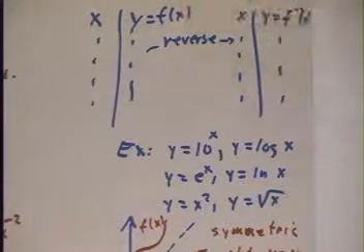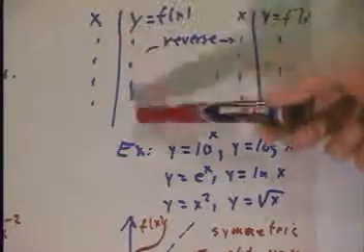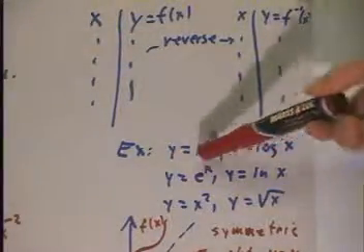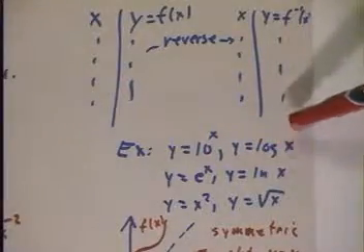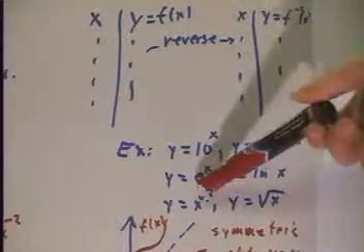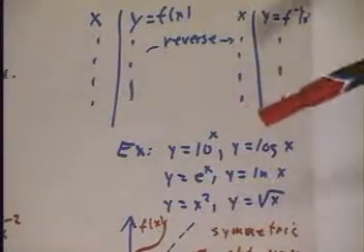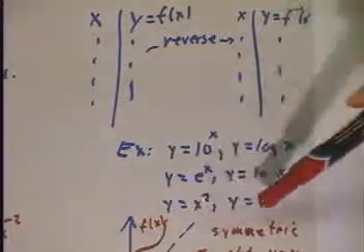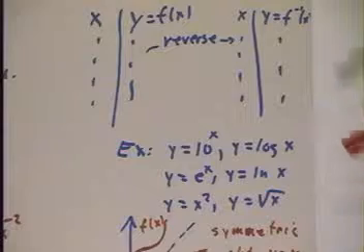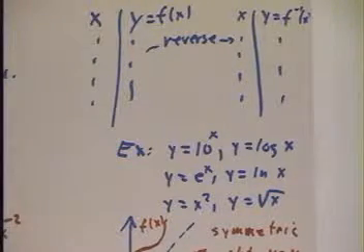For example, if our table over here was y equals 10 to the x, then the inverse function would be y equals log of x. So if this is a table for 10 to the x, this would be a partial table for log of x. If y equals e to the x, then we get y equals natural log of x. If y equals x squared, then the inverse function is y equals the square root of x. And of course the inverse to the square root is the square function.